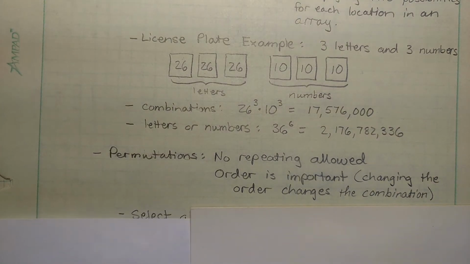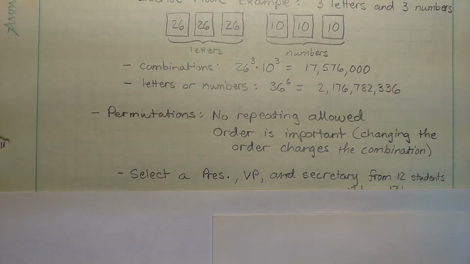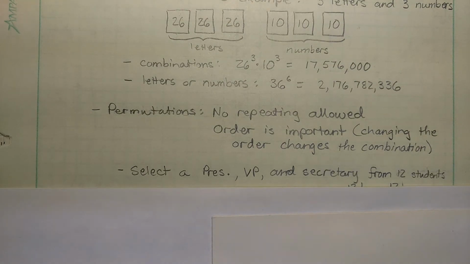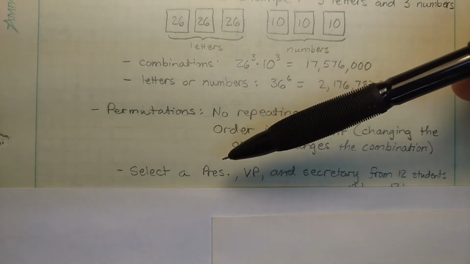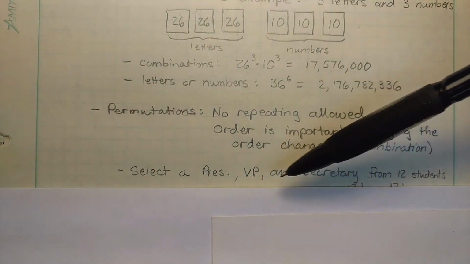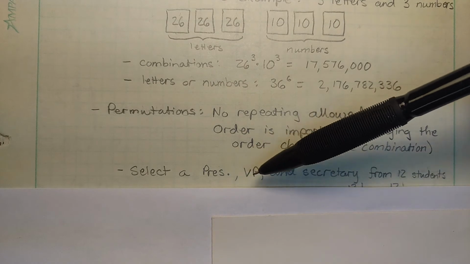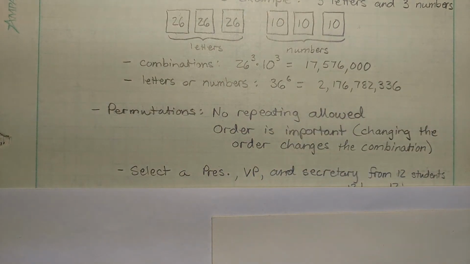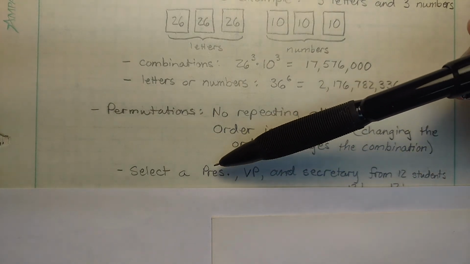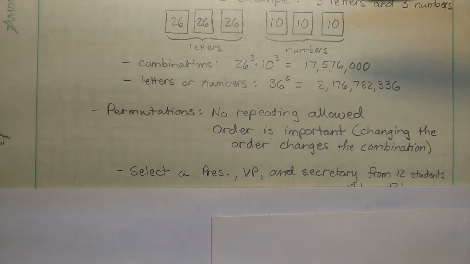Okay, so with permutations, here's an example. We're going to select a president, a vice president, and a secretary from 12 students. And so order does matter. It is a different grouping if you pick Bob as president, Susan as vice president, and Jenny as secretary, than if you went Jenny as president, Bob as vice president, and Susan as secretary. That's a different combination. So order does matter, but we can't go Jenny, Jenny, and Jenny. That doesn't work. So we can only use each person once. We cannot repeat.